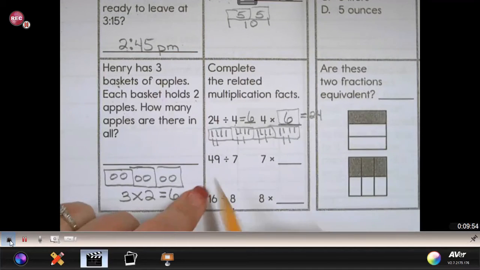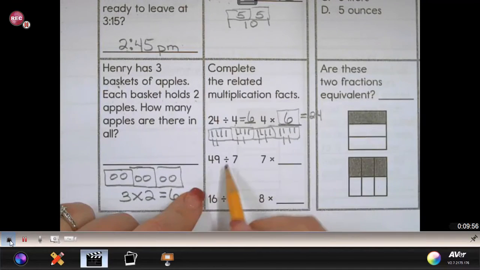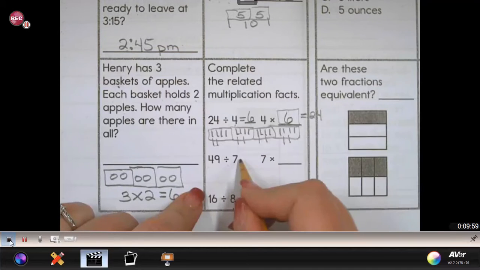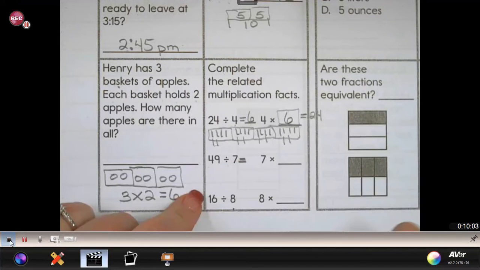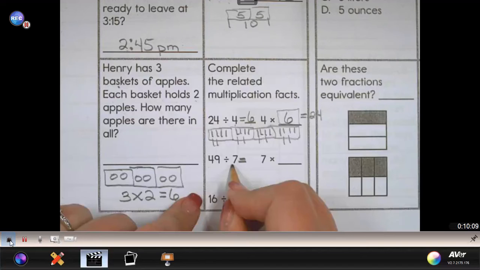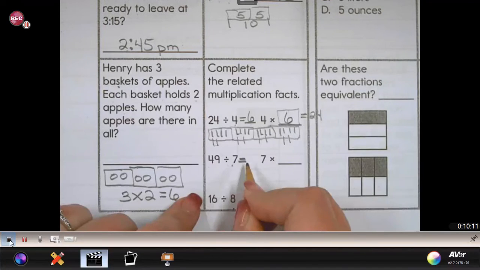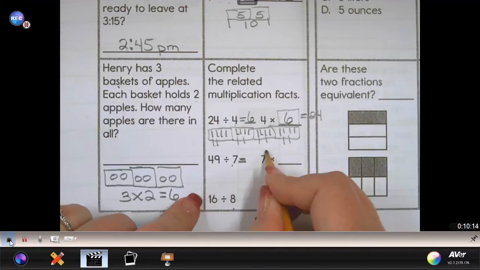Let's take a look at 49. Divide it equally into 7 groups, or we could count by sevens to see how many is going to be in each group. So I could use this as the number in each group to find out how many groups I have. Because remember, order property says I can switch these, right?